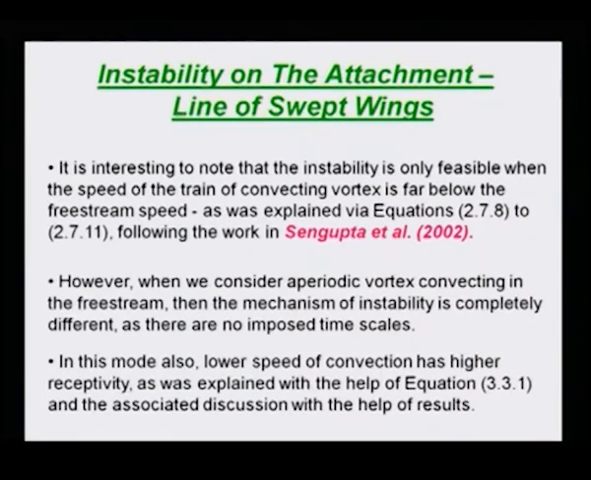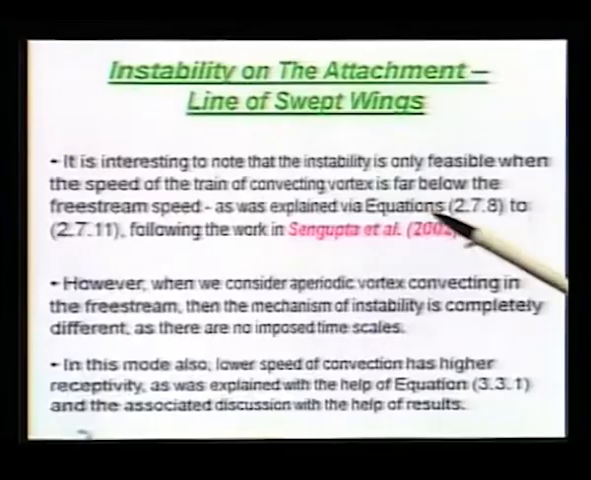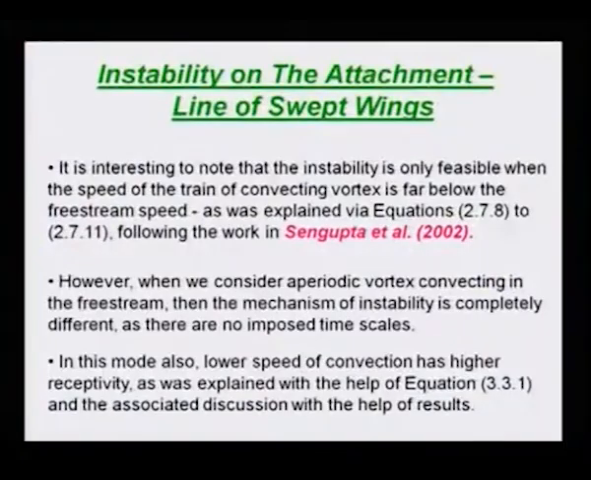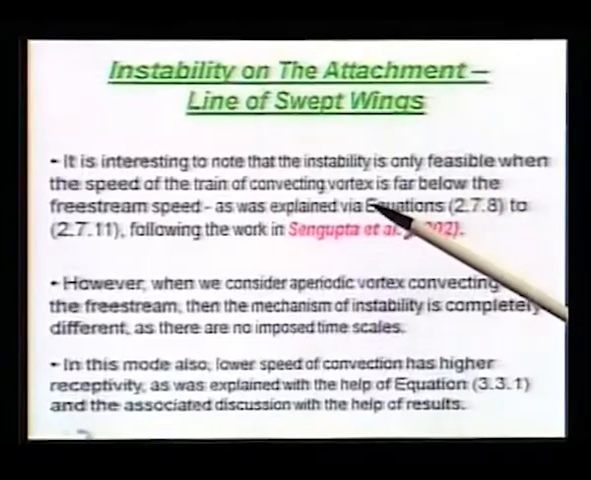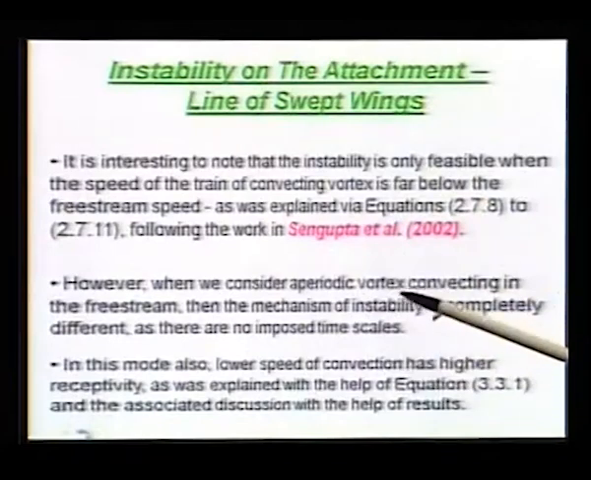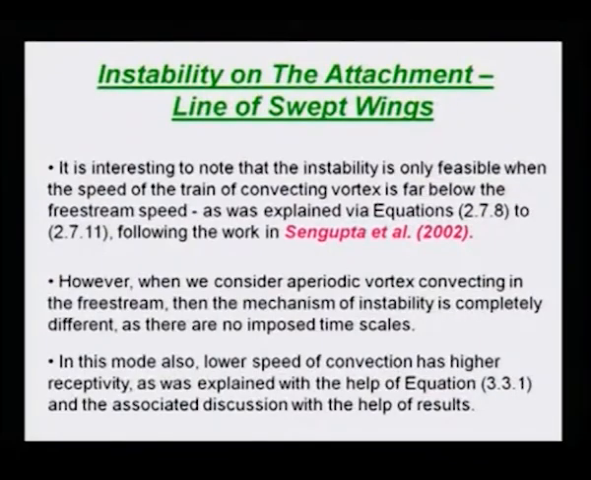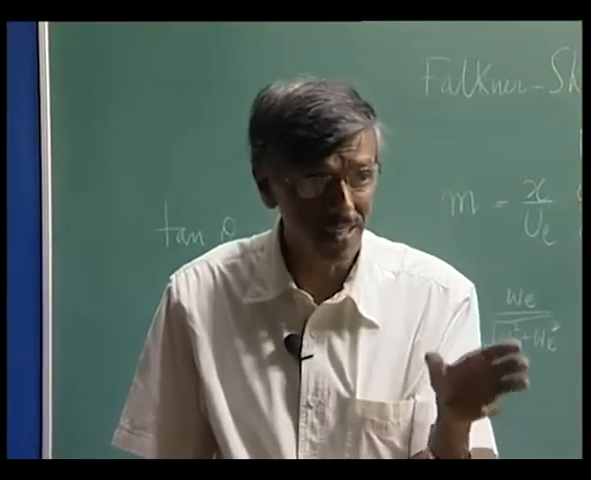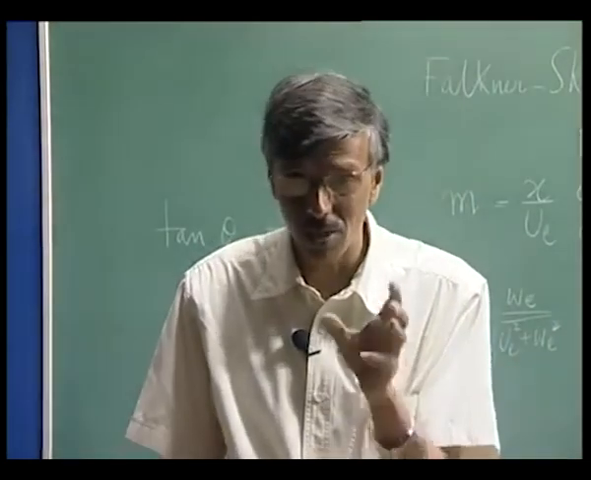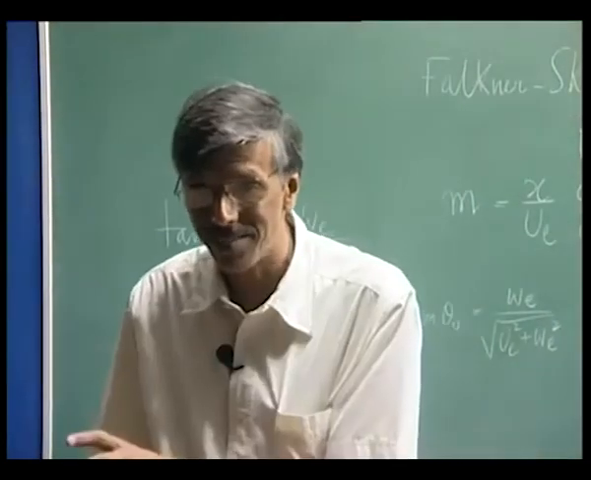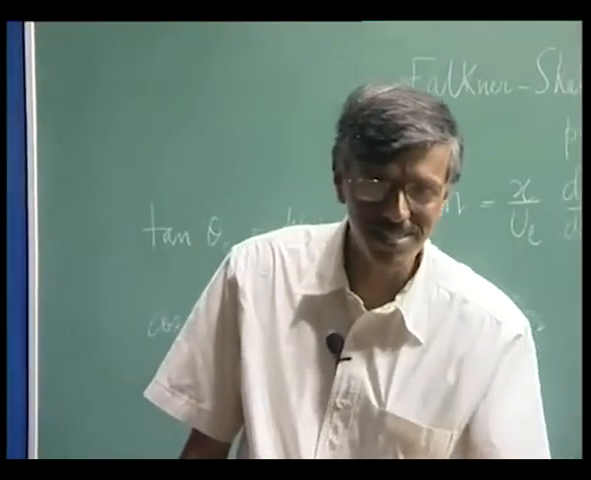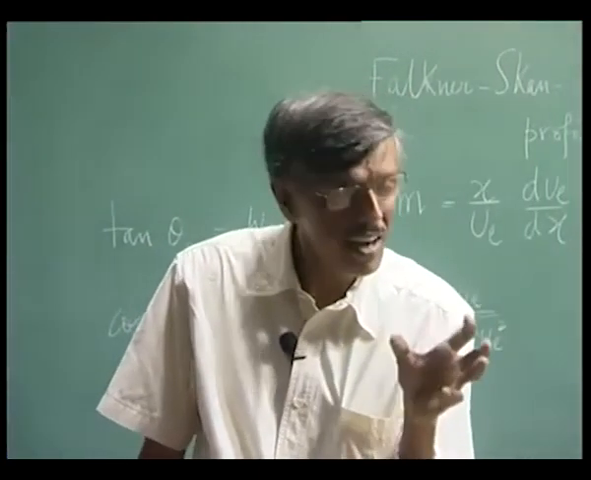Now, we reiterate that instability is only feasible when the speed of this train of convecting vortex is low. Remember, we did that case where we have periodic vortices. There also we found out that you basically have to have a speed which is lower. Why? Because you recall, you are now seeing it in your disturbance stream function expression. What is important is u infinity minus c. So that's why your c has to be less than or equal to u infinity. That gives you a large amplitude.